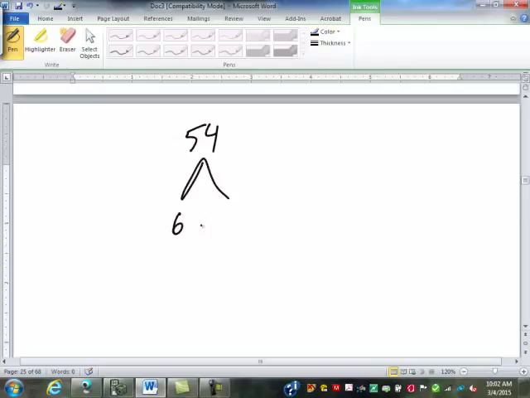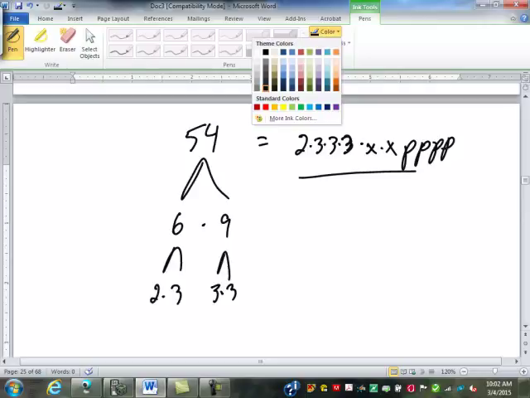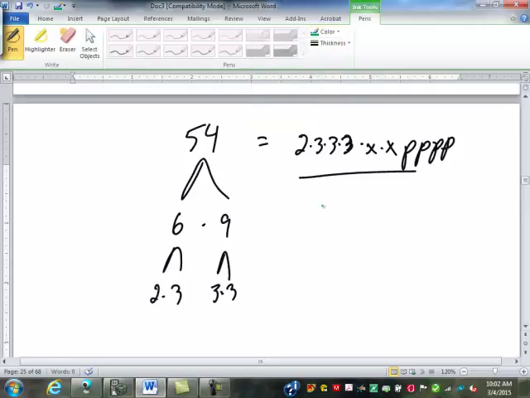54 splits into like 6 times 9, that will work. Then 2 times 3, 3 times 3, right? So 54 is 2 times 3 times 3 times 3. Then x times x for x squared. P for p to the fourth. That's it. Can I write x squared and p to the fourth? You can do 2 times 3 to the third x squared p to the fourth. That is just fine.